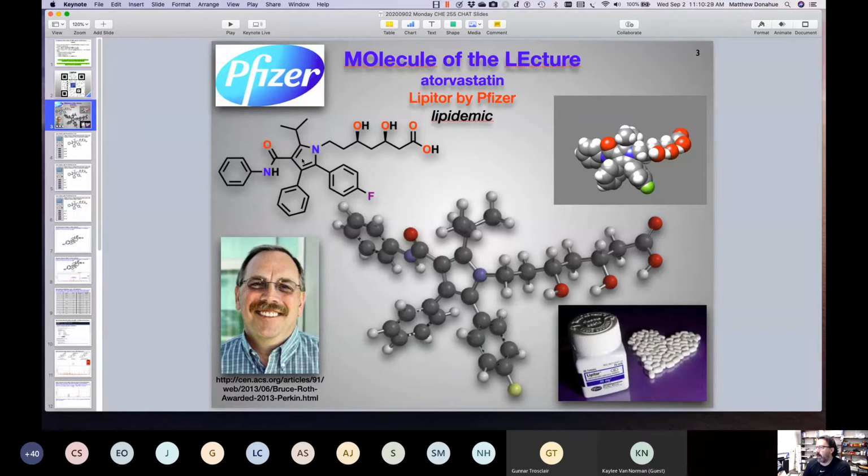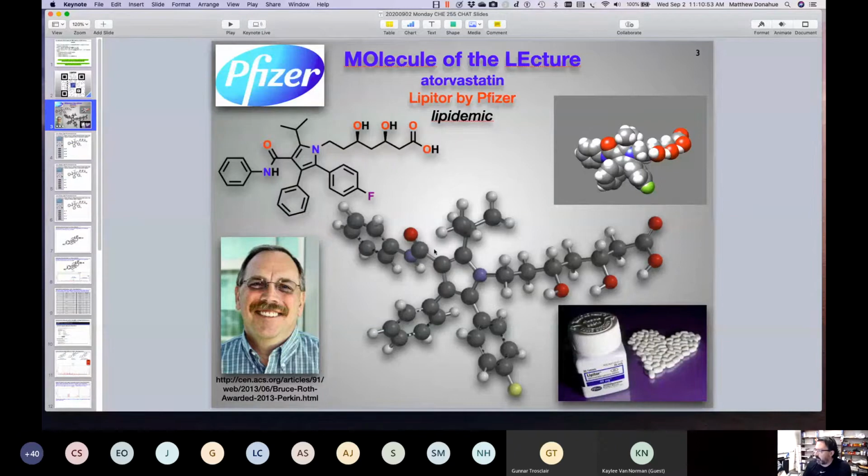So here is the bond line formula. At this point in time, you should know how to interpret a structure like this. What do these lines mean? What do these letters mean? What is meant by this wedge? Those are things you should know.